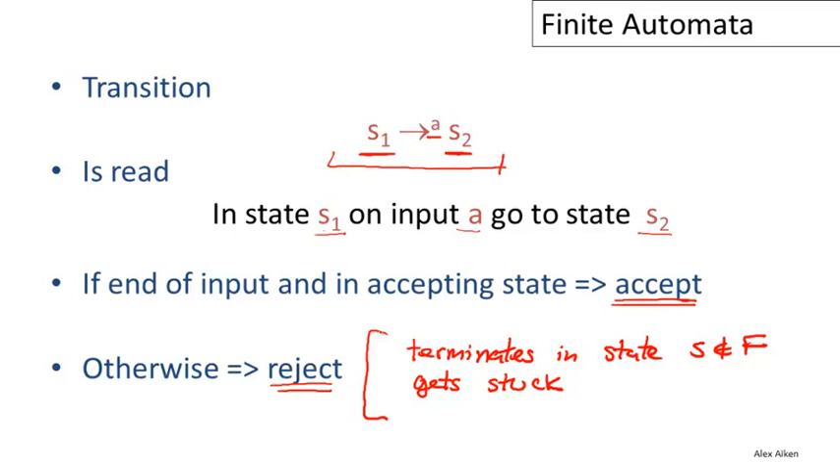And so in these two situations, if either it gets to the end of the input and is not in a final state, or if it never reaches the end of the input because it gets stuck, in both of those cases, it rejects the string. That string is not in the language of the finite automaton.